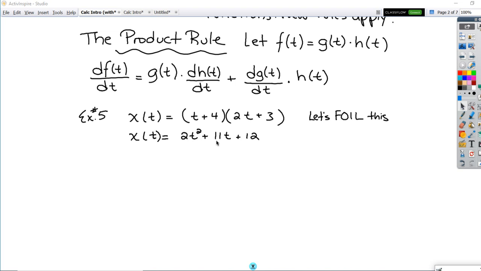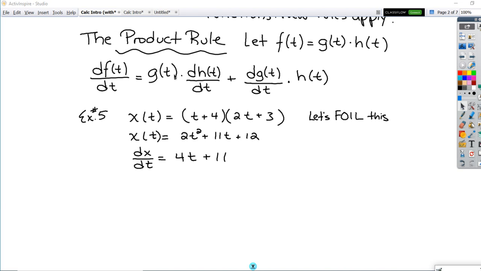If you FOIL it, you get 2t squared plus 11t plus 12. The derivative of that is 4t plus 11, and the derivative of a constant is 0. So the derivative is 4t plus 11. We found the derivative of our function not by using the product rule, but by actually FOILing this product and then taking the derivative using our previous basic rules.